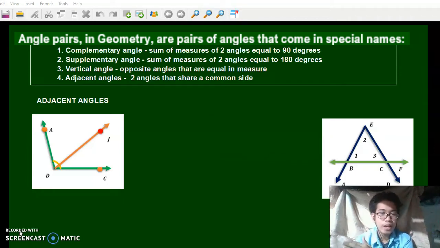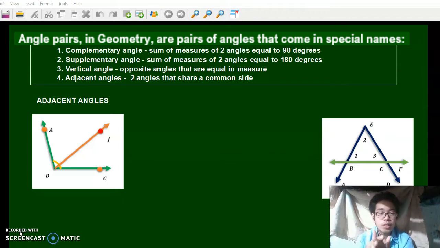Then we have vertical angles. Imagine angles like this. There's an X, so we have here two angles. This one and this one are opposites of each other, and those two opposite angles actually have the same measurement. They are congruent. So vertical angles are any pair of angles that are opposite to each other and have equal measurement, or are congruent.